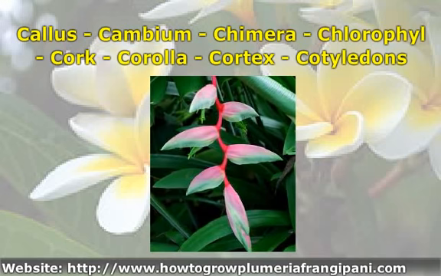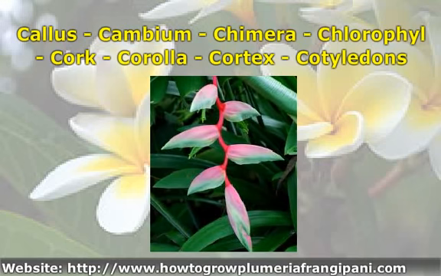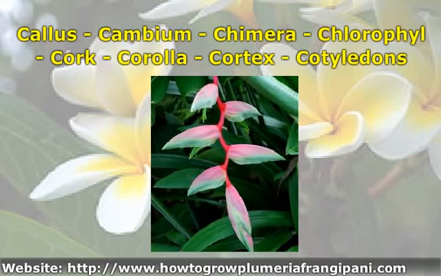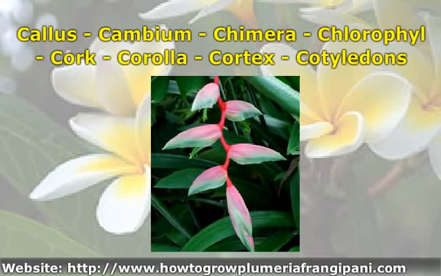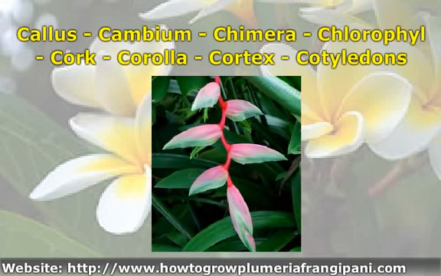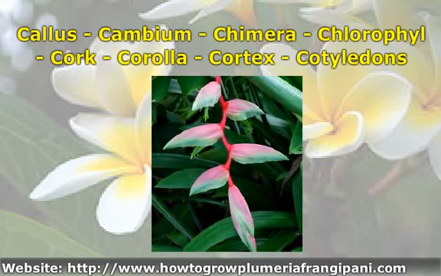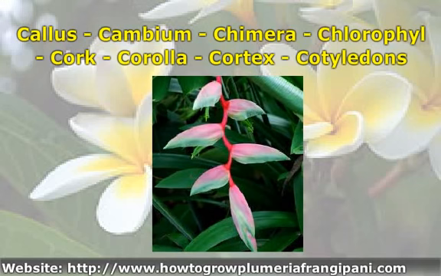Cork is described as the outer layer of the bark. Corolla is the term used to describe all petals of one flower. Cortex is the outer portion of stems and roots. Cotyledons are the first emerging leaves of seedlings. Cotyledons are not considered true leaves. They provide the seedlings with nourishment until the true leaves have developed.